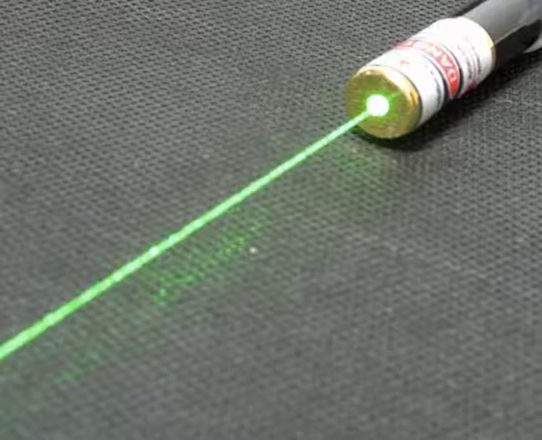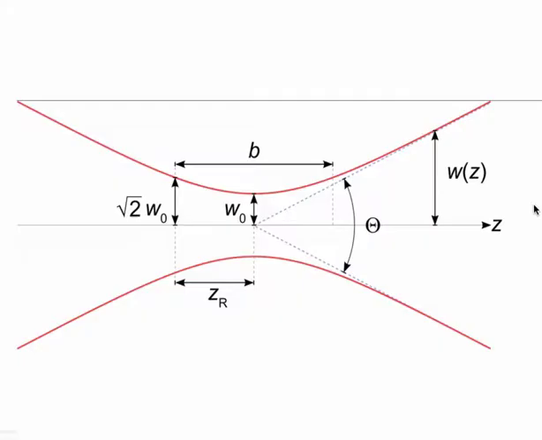When most of us think about lasers, we think of them as these collimated beams that stay parallel forever. But that is actually not the case. Most of the time, lasers end up diverging after traveling some distance.